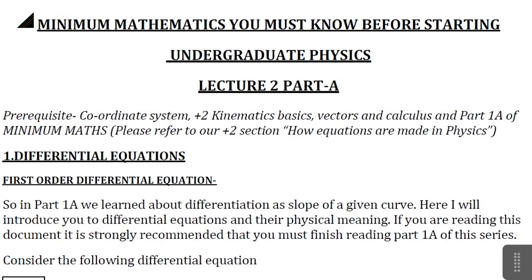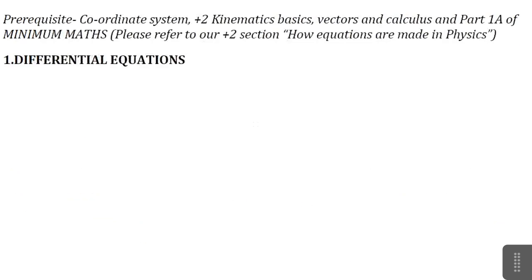Okay, so the minimum prerequisite is you must be good at your differentiation that we have done in lecture 1. Okay, and you must be good at your coordinate systems, it has been mentioned here, and also the minimum mathematics lecture 1. Okay, so these are the prerequisites and let us start our discussion today.